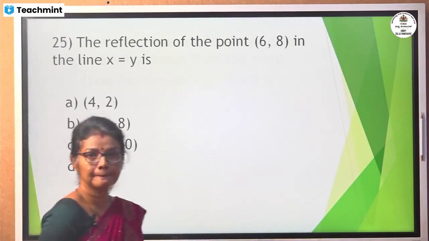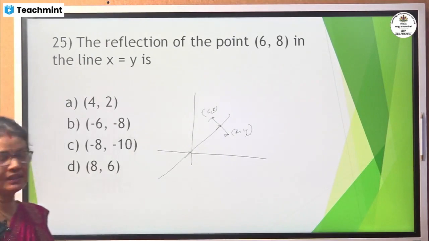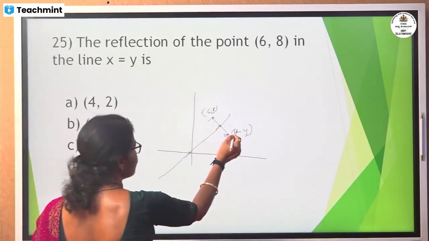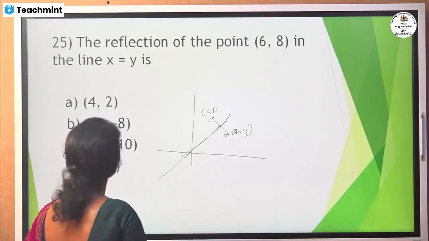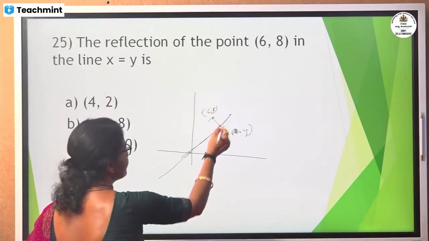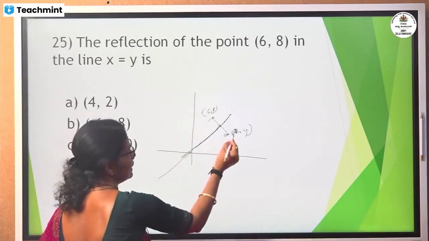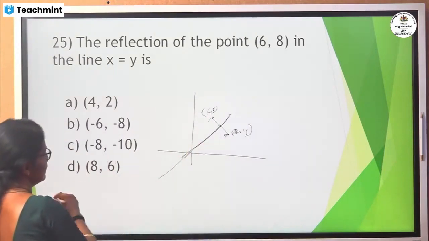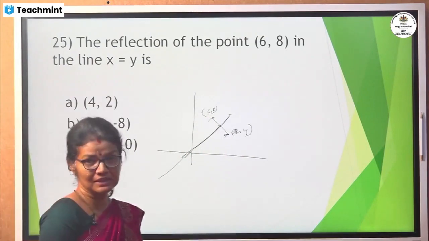Next one. Question number 25. The reflection of the point (6, 8) in the line x equal to y. Suppose we consider the reflection as (x, y); the given line is x minus y equal to 0, or y equal to x, a line passing through the origin. Suppose this is (6, 8), this will be the reflection. It is in the first quadrant only. You can use the trial and error method also. So answer D, that is (8, 6), holds good.